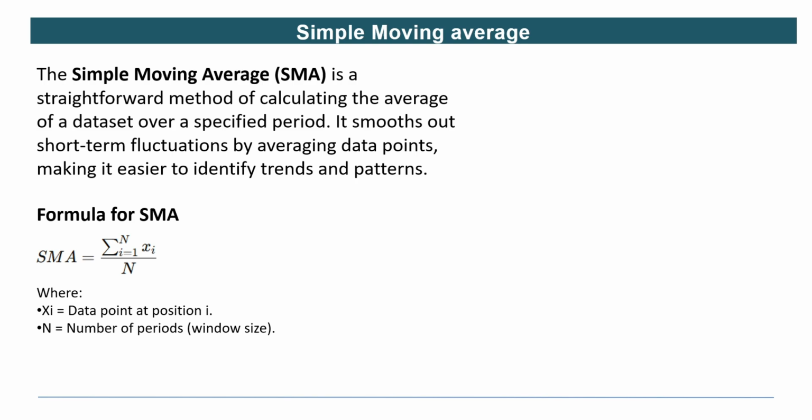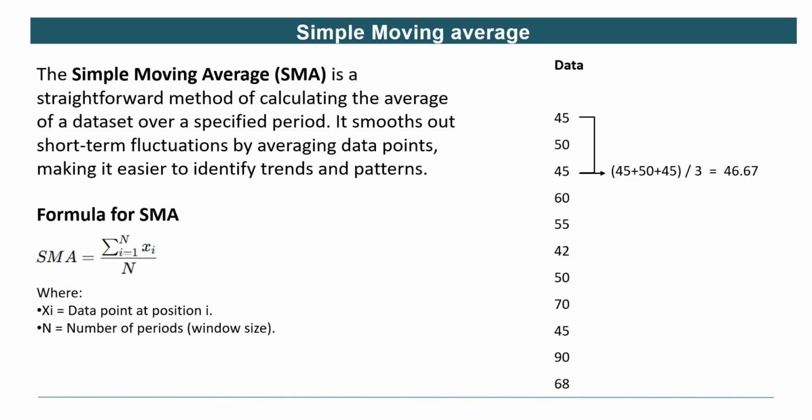Here I have a set of data points, and these data points are collected in chronological order. When I say chronological order, it is collected with respect to time. So I have 45, 50, 45, 60, 55, 42. These are all data points. Now I want to calculate moving average with n equal to 3. What do we mean by moving average with n equal to 3? If you see the first three data points, 45, 50, 45, when I add them and divide by 3, I get 46.67.